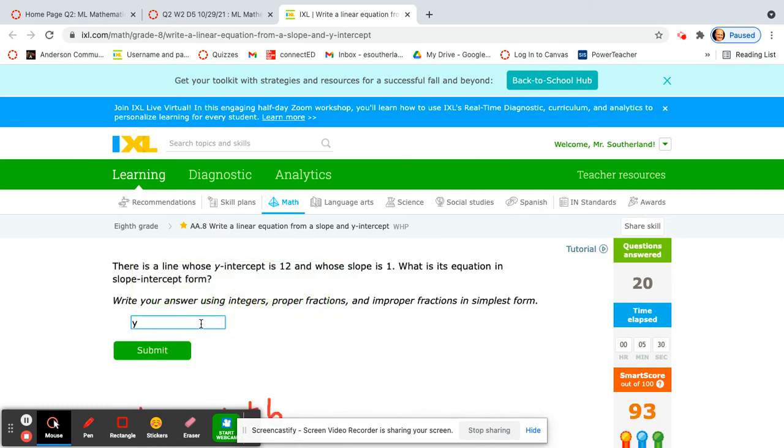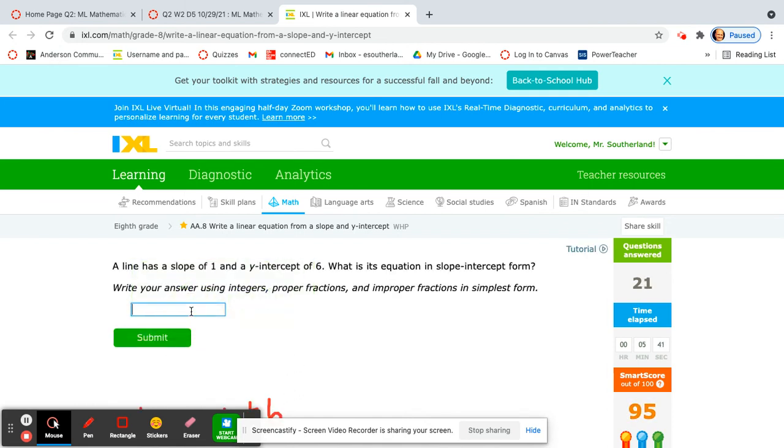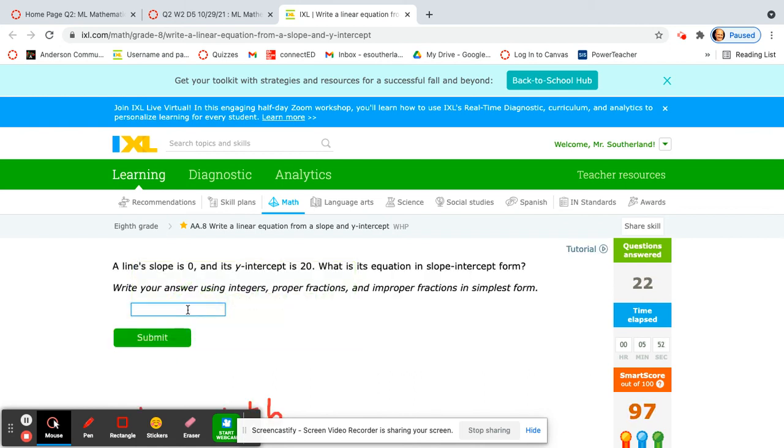Here it is y equals, the slope is 1, x, and then because it's a positive 12, we put plus 12. Here the slope is 1 again, so we put y equals 1x, and it says a y-intercept of positive 6, so we put plus 6. Again, the slope is 0, so we just put y equals. 0 is going to cancel out the x, and then the y-intercept is 20, so we just need to put y equals 20.